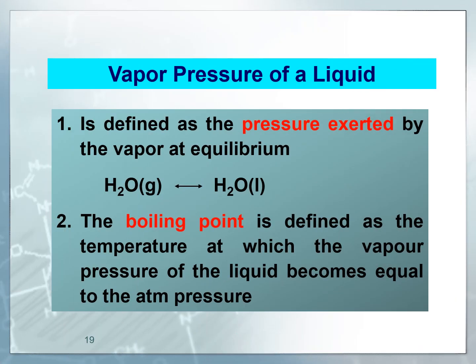Next, we move to the property of vapor pressure of a liquid. It is defined as the pressure exerted by the vapor at equilibrium, as shown in this equation. This equation shows that the particles of water in gas form equal the particles of water in liquid form at equilibrium state. Consider this example: you have liquid water, and pour it into a sealed container.